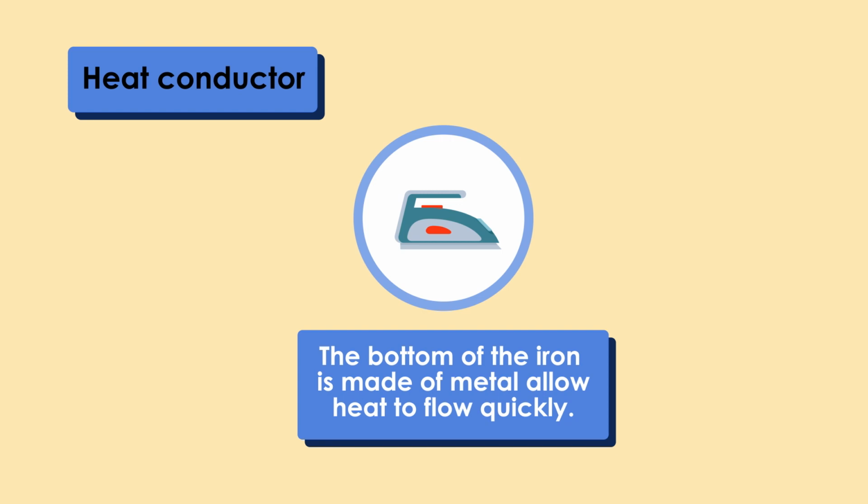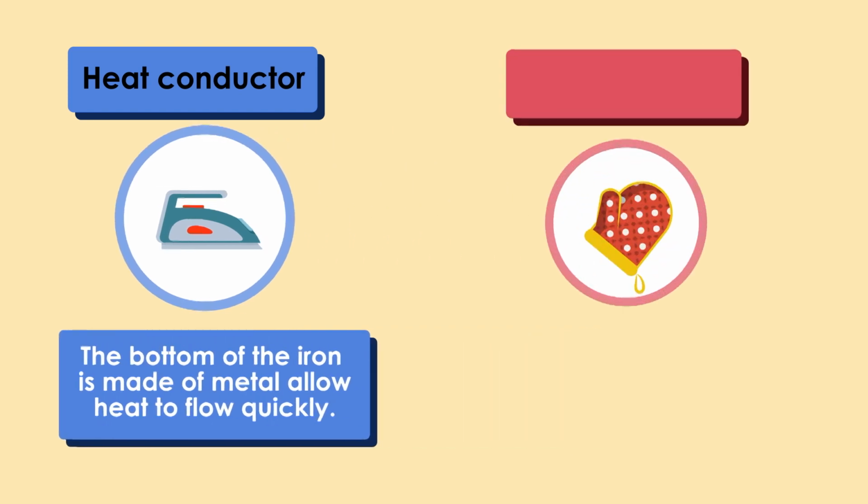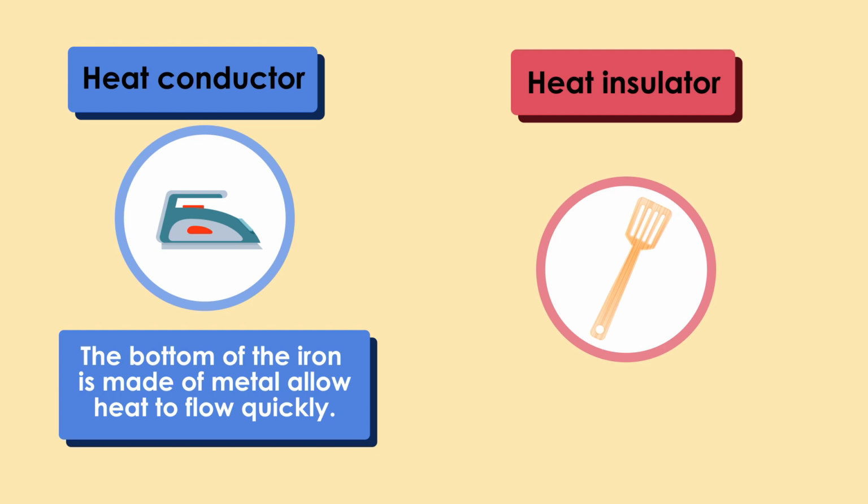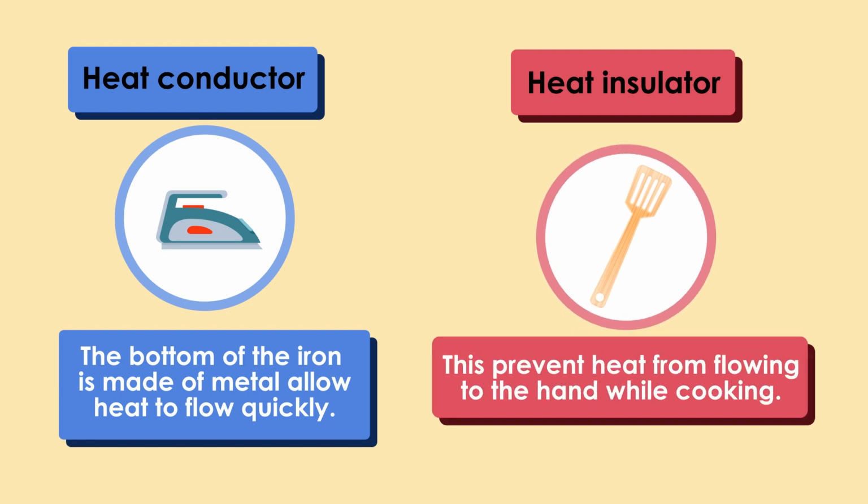Now, let us look at the examples of heat insulators. A chef wears iron gloves that are heat insulators to prevent his hands from getting scalded when handling a hot pot. Some utensils are made of wood. This is to prevent heat from flowing to the hand while cooking.